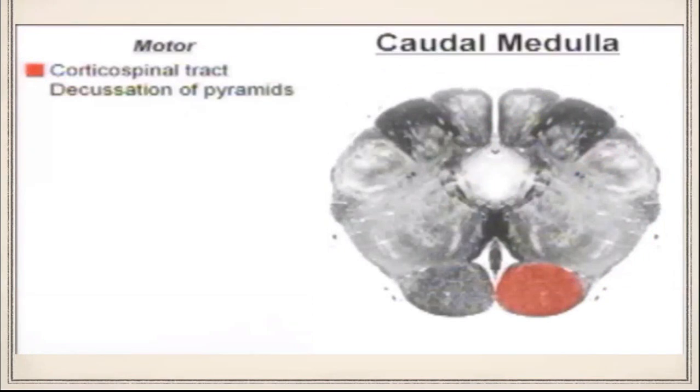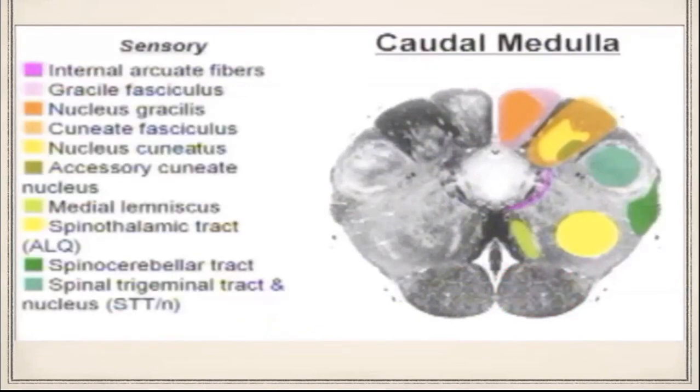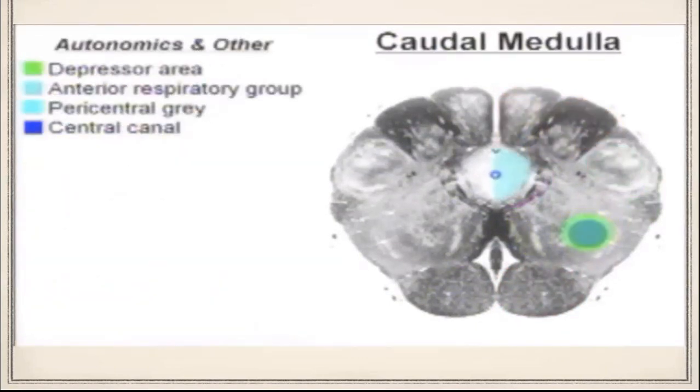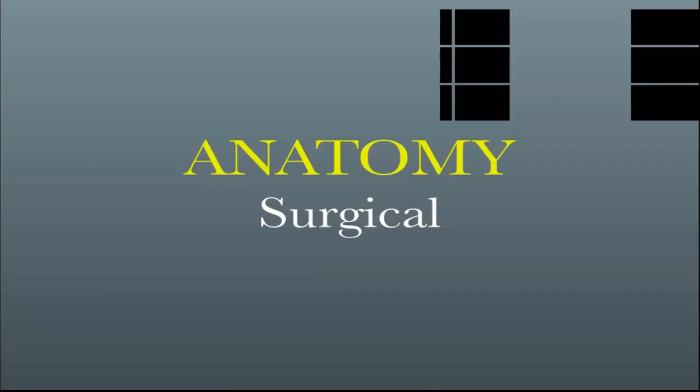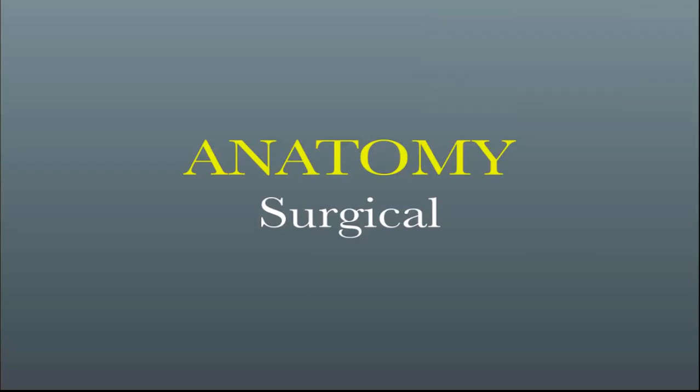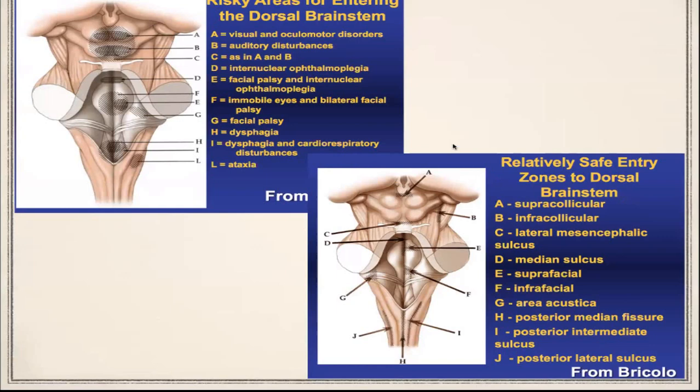And lastly, the caudal medulla, very recognizable by the medullary pyramids and the decussation, and that's a sensory system, and that's the autonomic and other pathways of what lives in the brainstem. That's pure anatomy. We need to know that before we can move on to surgical anatomy. So where do I start here?